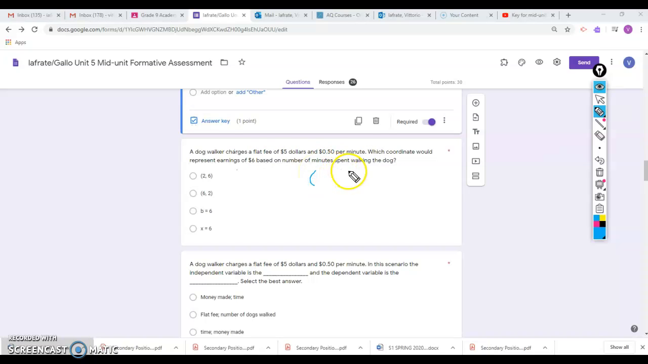So first of all, in our equation we had y is equal to 0.50x plus 5. The x represented the number of minutes. The y represented, well, the earnings, how much you make, the money made. So we have $6 here, so we know that's going to be our y coordinate here. And what we're basically asking is, how many minutes did you have to walk the dog for, to get a total of $6?